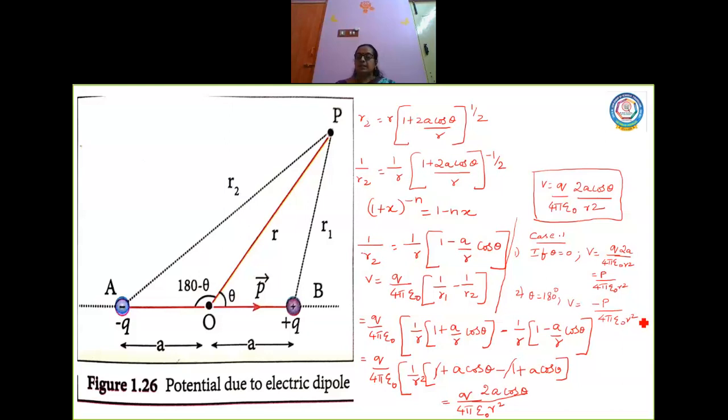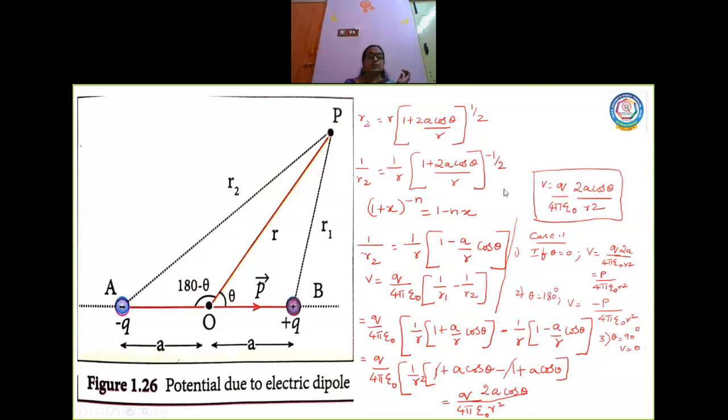Okay. Third case, if theta is going to be 90 degree, what will be the value of potential? Potential is going to be 0. So these are the 3 cases. First one, if the point P is going to be along the axial line near plus q, then the value of V is P by 4 pi epsilon naught r square. If the point P is along this minus Q, then theta will be 180 degree. The potential will be minus P by 4 pi epsilon naught r square.